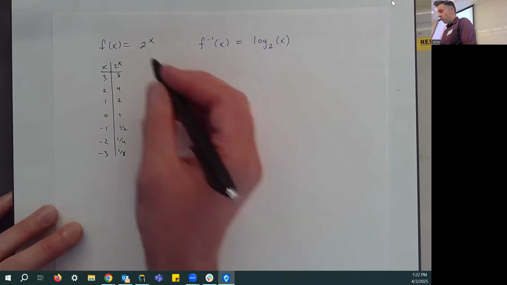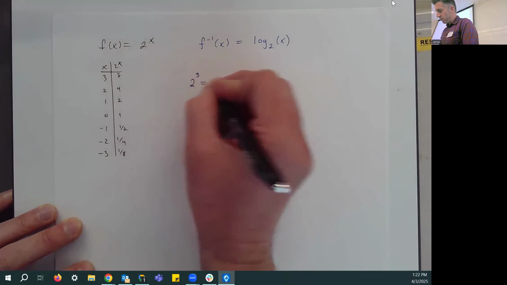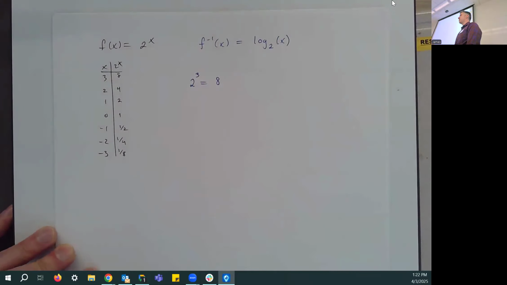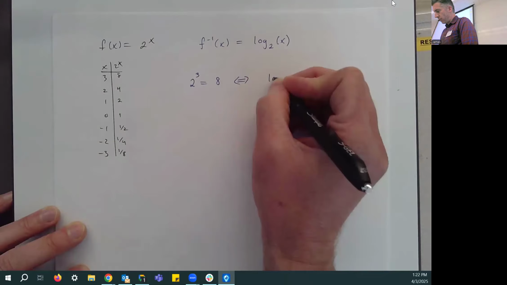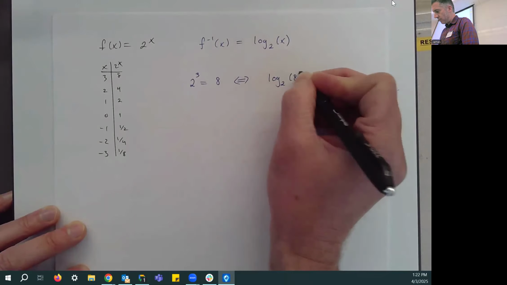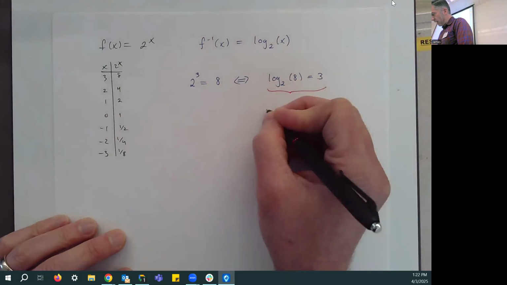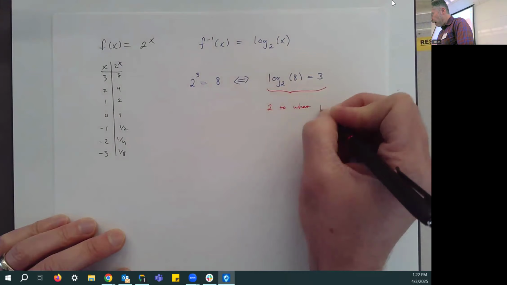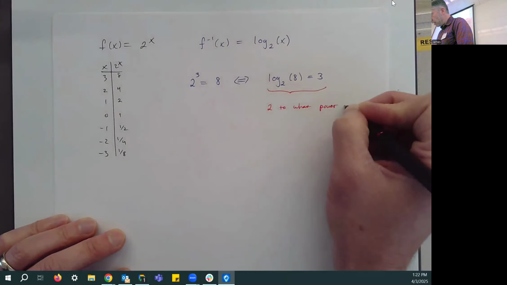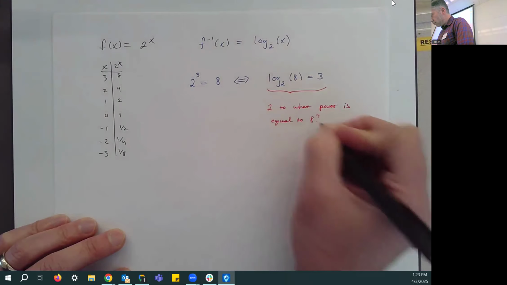So here's what I would actually say. My favorite way of thinking about this is saying, well, 2 to the third is equal to 8. That's equivalent to saying log base 2 of 8 is equal to 3. Or if I was actually reading this to myself, I would be saying 2 to what power is equal to 8? Oh, it's 3.